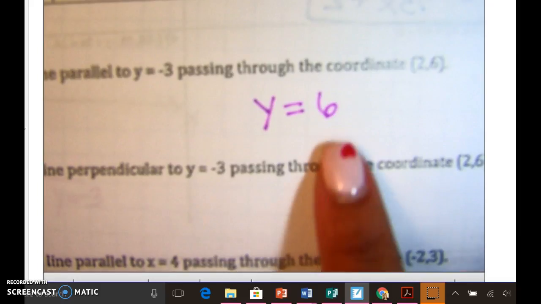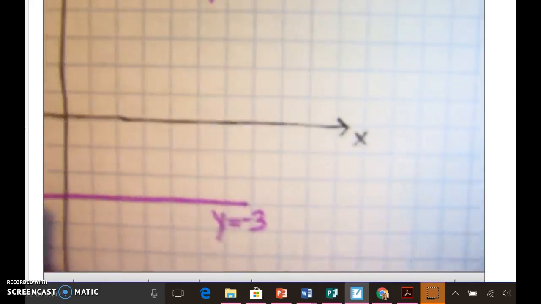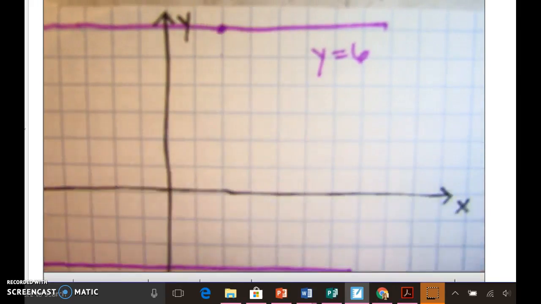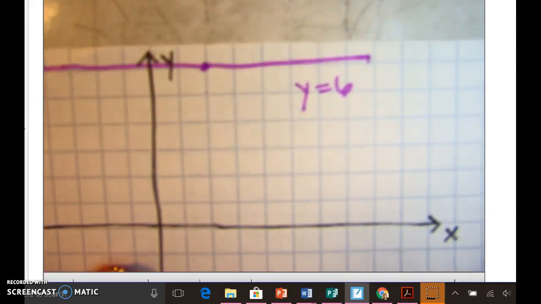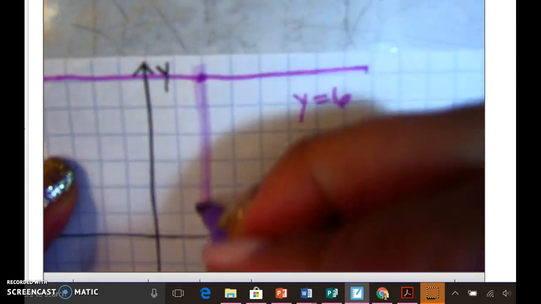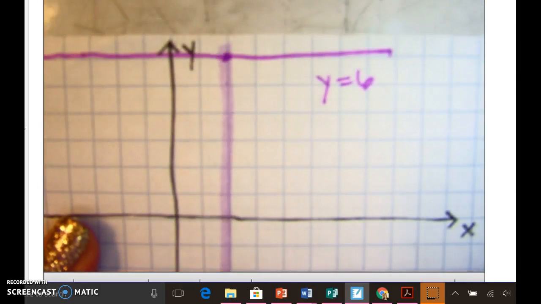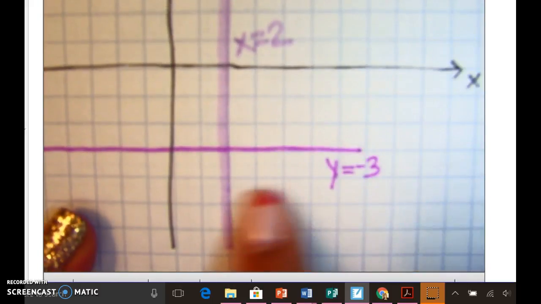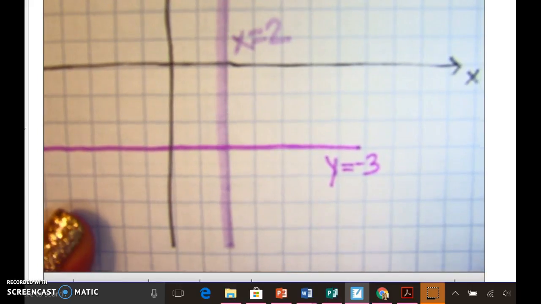Conversely, if you want the line that's perpendicular to this line and that goes through this point, then your line would have to look like this. It's perpendicular and it goes through the point they're asking for. Well, what's the equation of this line? What is always true about this line? No matter what y is, x will always be 2. So the equation of this line is x equals 2. And this is perpendicular to the equation you were given.